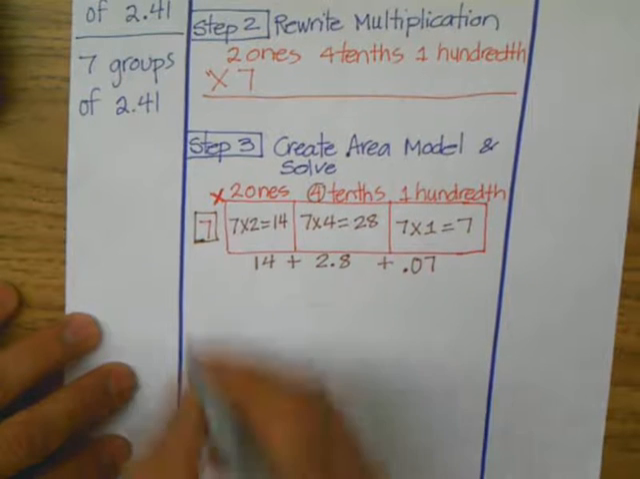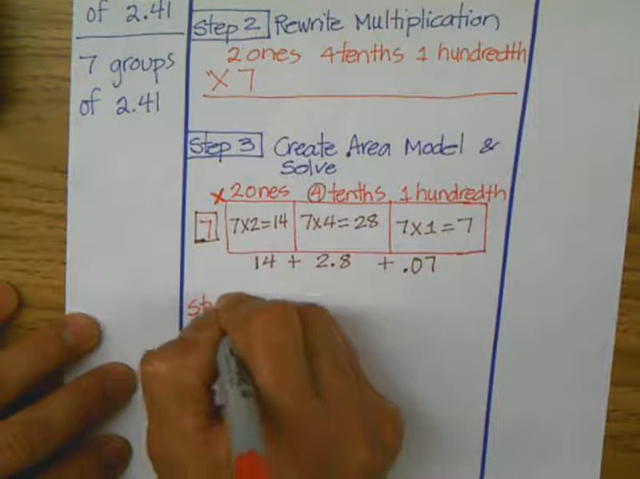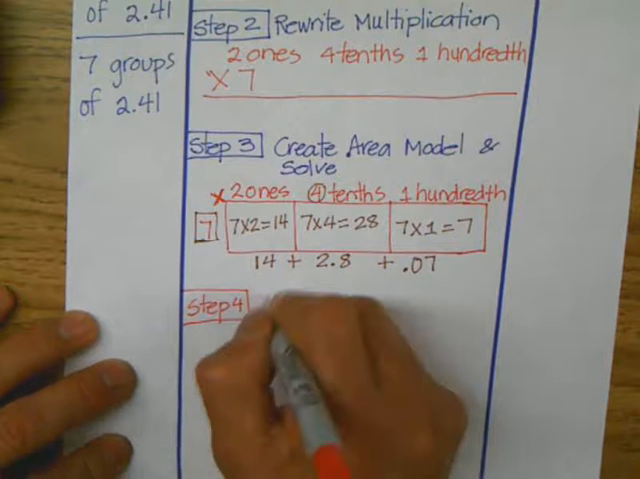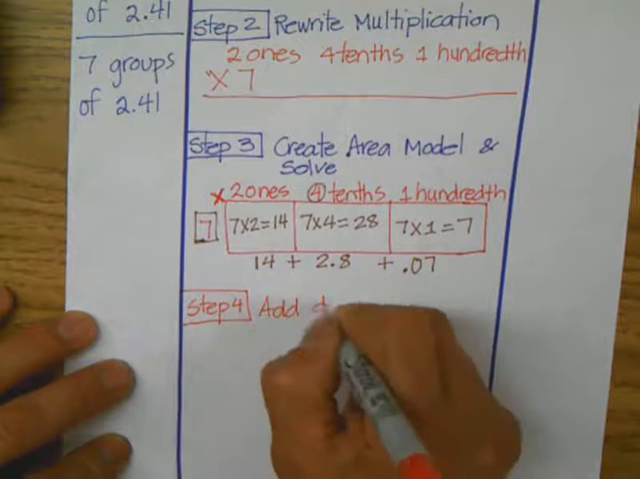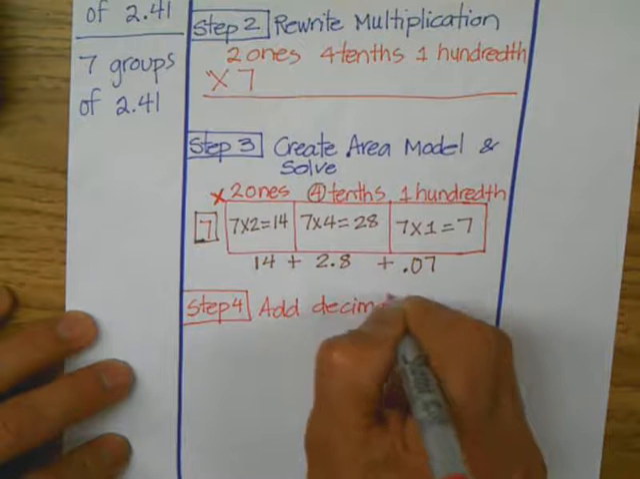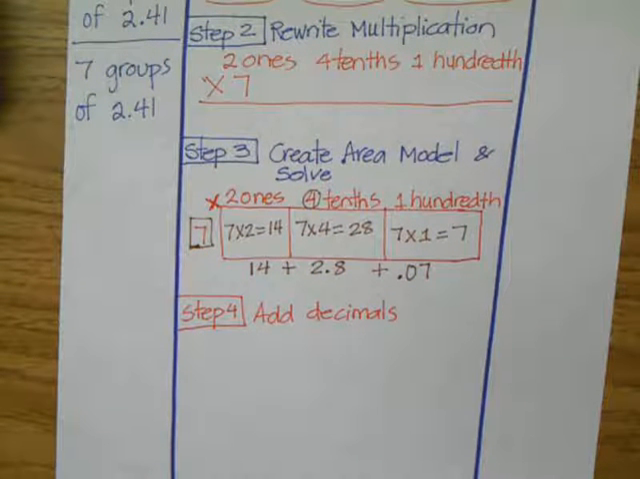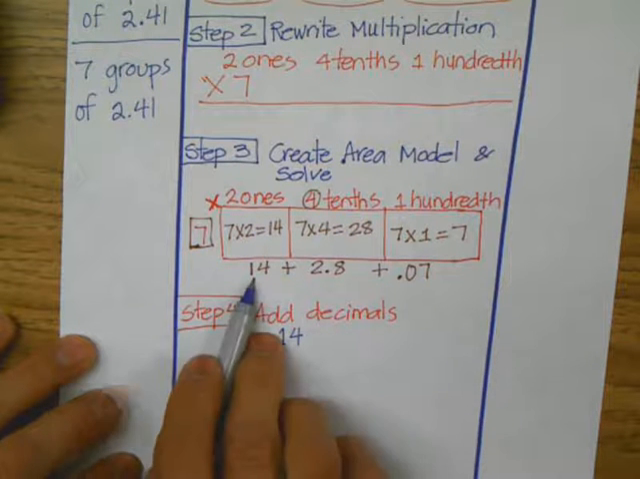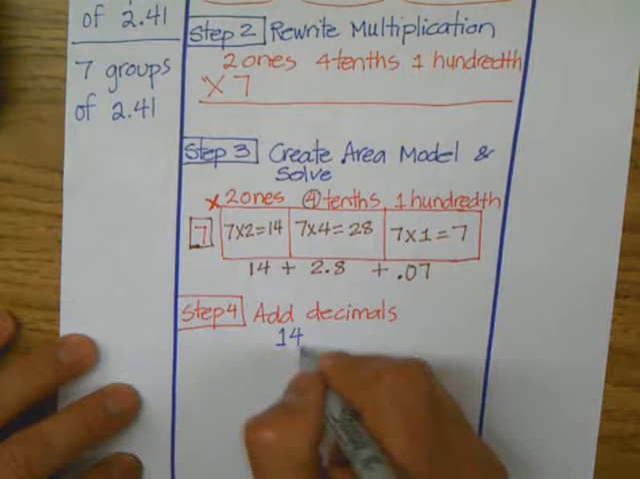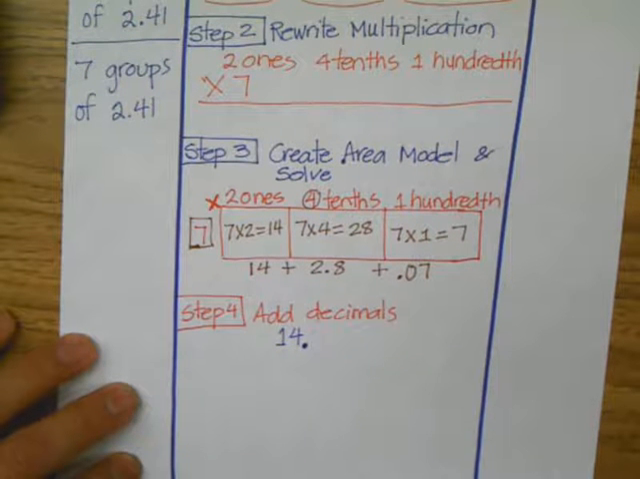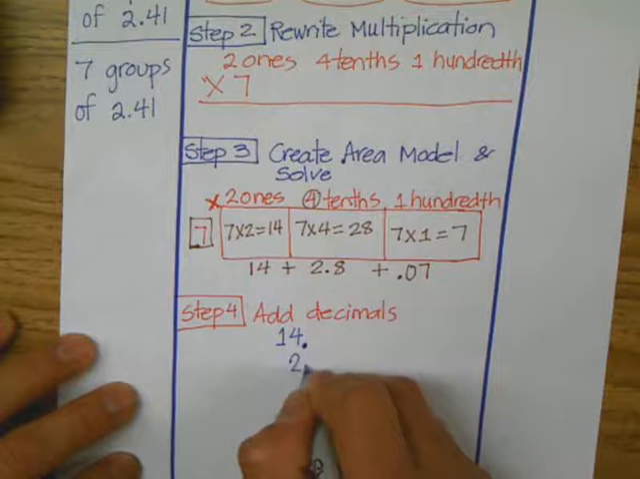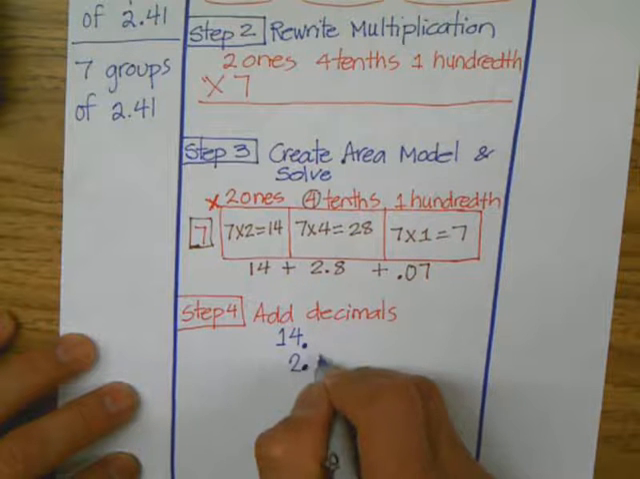Step 4. And we're going to name it Add Decimals. Okay, so let's add the decimals here. And the decimals are 14. Now notice the 14 is a whole number. Usually whole numbers have the decimal point on the right hand side. Plus 2.8, which is 28 tenths. Be sure to align the decimal numbers because otherwise your answer will be incorrect.